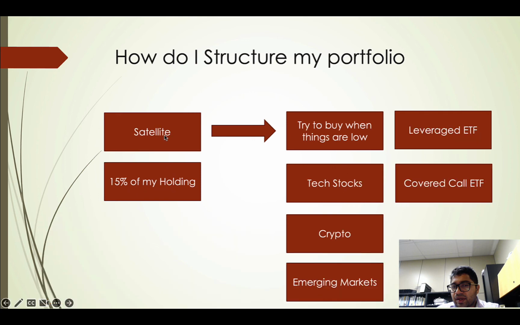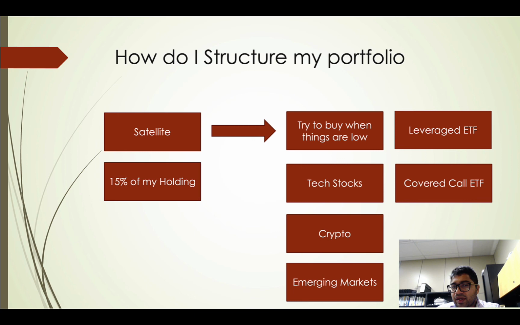Then the satellite portfolio is 15% of my holdings. With that 15%, I actually try to outbeat the market. So I try to buy when things are low. I believe in a contrarian approach. When everyone is buying, I generally stay away. I do keep on buying in my core portfolio, which is regular investments, but to time the market, I try to avoid buying when people are buying.